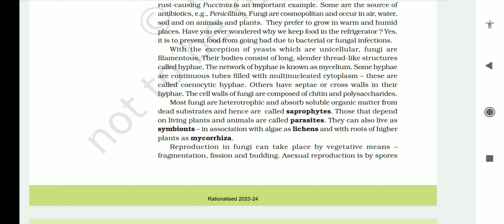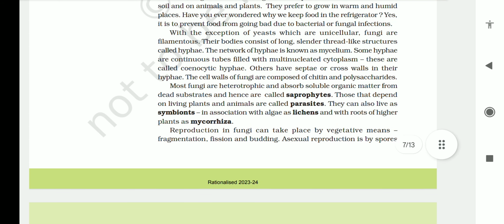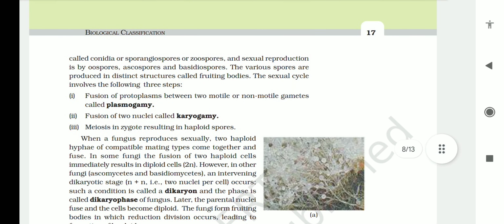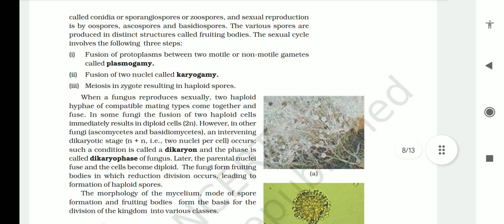Most fungi are heterotrophic and absorb soluble organic matter from dead substrates and hence are called saprophytes. Those that depend on living plants and animals are called parasites. They can also live as symbionts in association with algae as lichens and with roots of higher plants as mycorrhiza. Reproduction in fungi can take place by vegetative means, fragmentation, fission, and budding. Asexual reproduction is by spores called conidia or sporangiospores or zoospores, and sexual reproduction is by oospores, ascospores, and basidiospores. The various spores are produced in distinct structures called fruiting bodies.